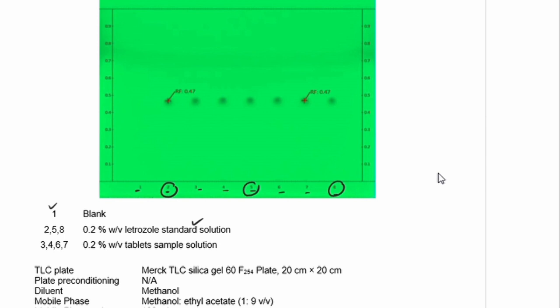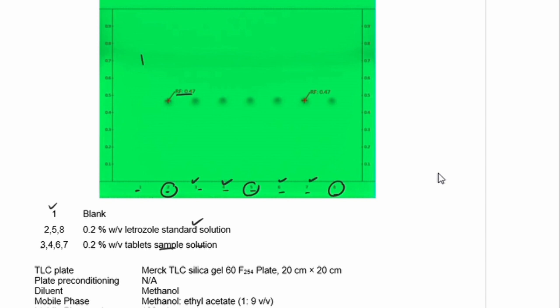These are standard solution. They have spotted here, here and here with the standard solutions. Then 3, this is 3, 4, 6 and 7. These are spotted with a sample solution like letrozole tablets. So what you can see is the RF, how RF is calculated.